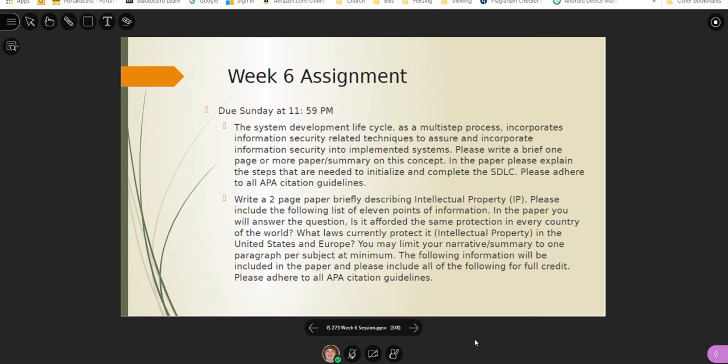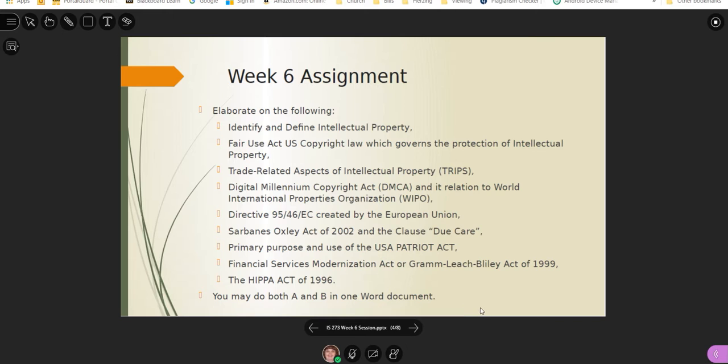You may limit your narrative summary to 1 paragraph per subject at minimum. The following information will be included in the paper, and please include all of the following for full credit. Please adhere to all APA citation guidelines. Now you can do both of these papers in the same document if you want. So you would have 1 page as part 1, and then 2 pages for part 2, and you would have a reference page, and your references for both papers could be on that page.